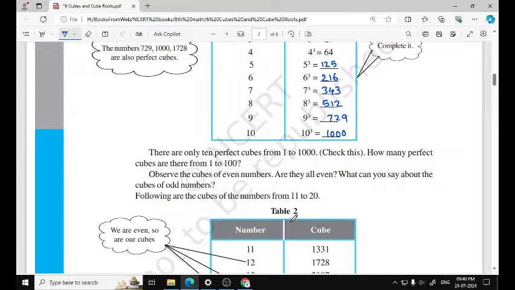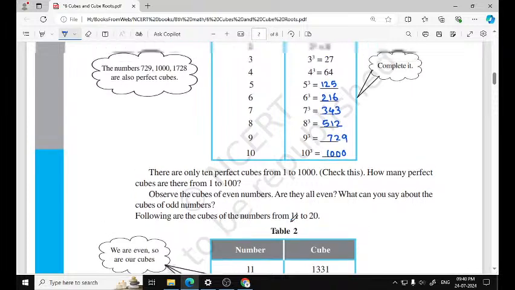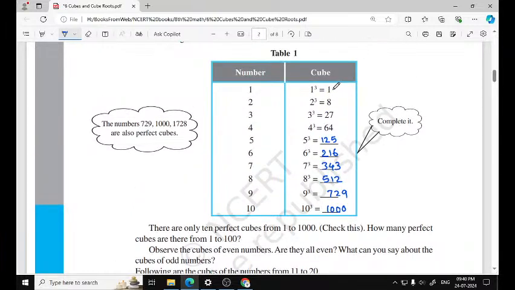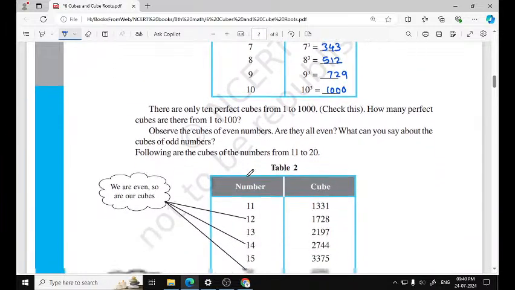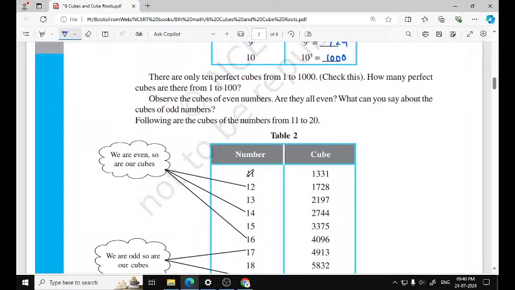How many perfect cubes are there from 1 to 100? From 1 to 100: 1, 2, 3, 4. Only 4 cubes are there from 1 to 100. Observe the cubes of even numbers. Are they all even? What can you say about cubes of odd numbers?